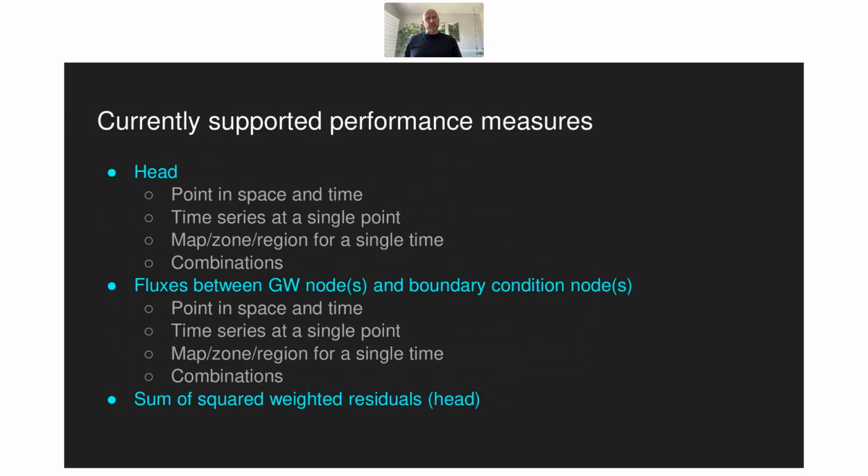On the performance measure side, we have head, so we can do a single simulated groundwater level at a point in space and time. We can do a time series at a single point across multiple times. We can do a region of heads at a single time, or combinations of those, all mixed and matched however you want. Same thing for the flux between a groundwater node and a boundary condition. It can be a single point flux from one groundwater node to one boundary element. It can be a time series at that same one. It can be a combination, any way you want to slice it.